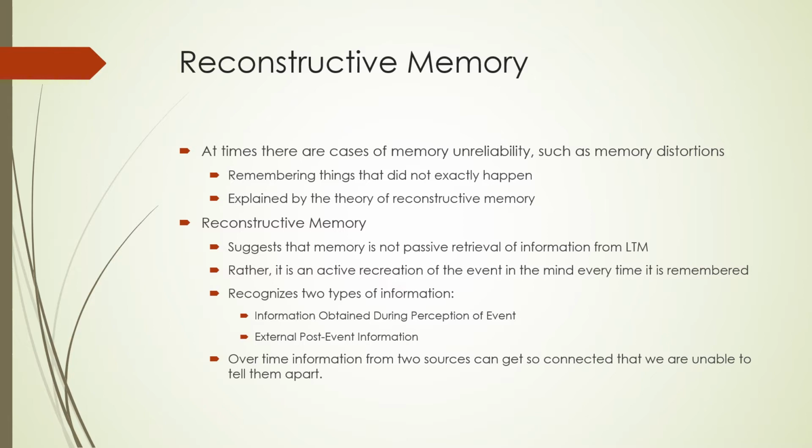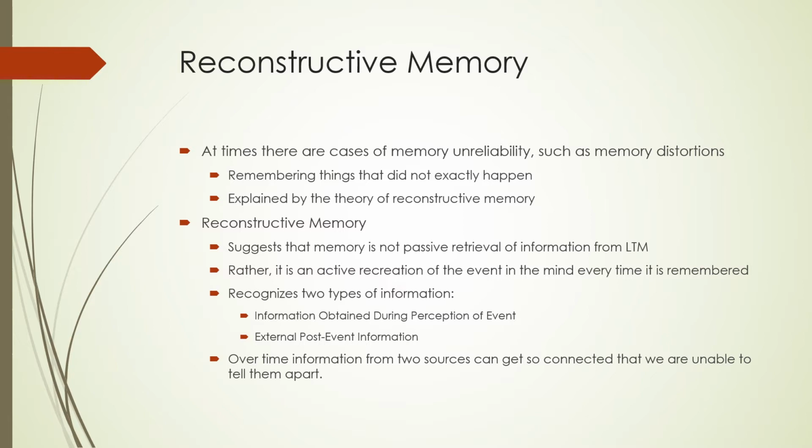So with reconstructive memory, just a few background pieces here. At times there are cases of memory unreliability, such as memory distortions. It means that we remember things that did not exactly happen. And this is explained by the theory of reconstructive memory, which suggests that memory is not passive retrieval of information from long-term memory. Rather than having a video clip that is brought from our long-term storage into short-term storage, it's really more like a puzzle. And as we'll see later on, sometimes we miss a few of the puzzle pieces.